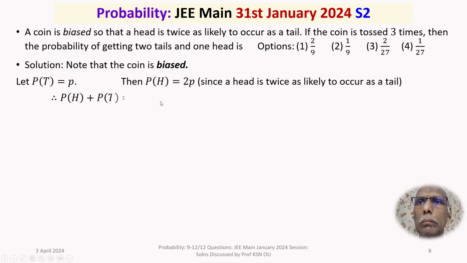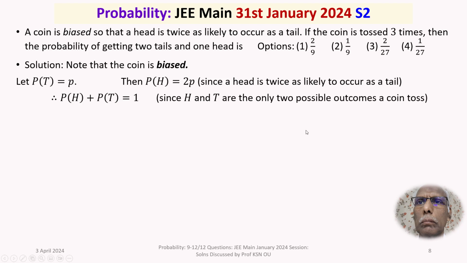Now, because these are the only two possible outcomes of a coin, the probability of H plus probability of T is equal to 1. So 2p plus p is equal to 1, p is equal to 1 by 3. The probability of the outcome being head is 2 by 3 because it is 2p. Probability of T is 1 by 3. Agreed. Now what is our task?